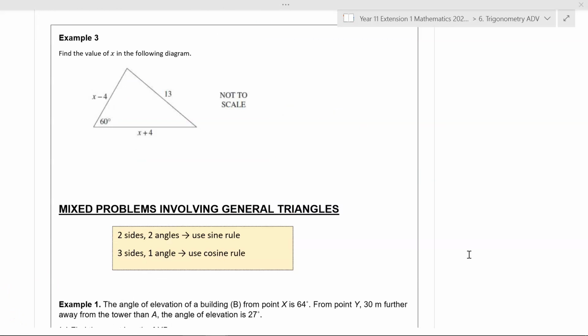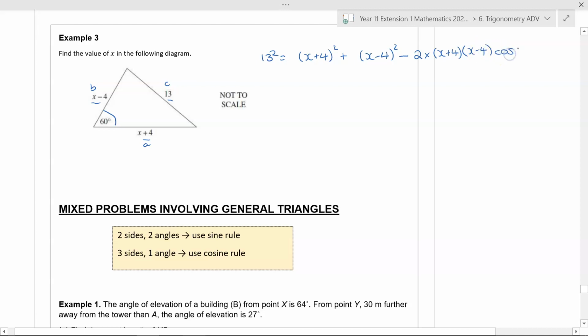Okay, and finally, now for our little challenge problem. So again, I have 3 sides, 1 angle. So I know I'm using cosine rule. Plus, that's the topic of the day. So let's start by writing the cosine rule. So I know that this one here is my little c. So 13 squared will equal a squared. I'm calling this one a and this one b, plus b squared minus 2ab times cos of the angle between them, 60 degrees, cos C.